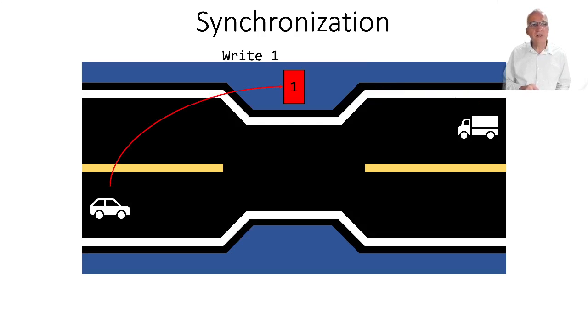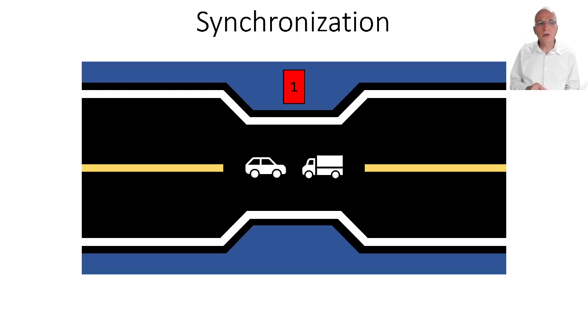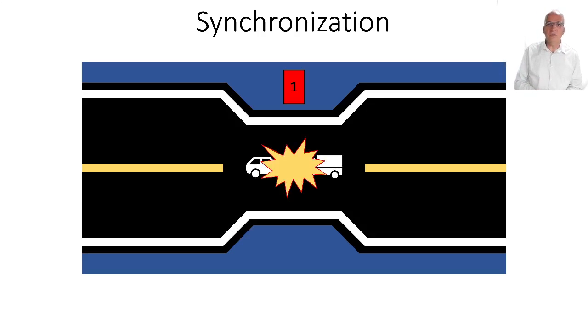Of course, Brandon is also careful, so upon seeing that the road is free, he will also change the semaphore to make sure it indicates to everybody that the road is now busy. Both of them have done the right thing, and both of them are certain that the road is now theirs. So both of them will try to pass into the narrow passage, and we again have the collision. We have not solved the problem yet. So what do we have to do to solve this synchronization problem?